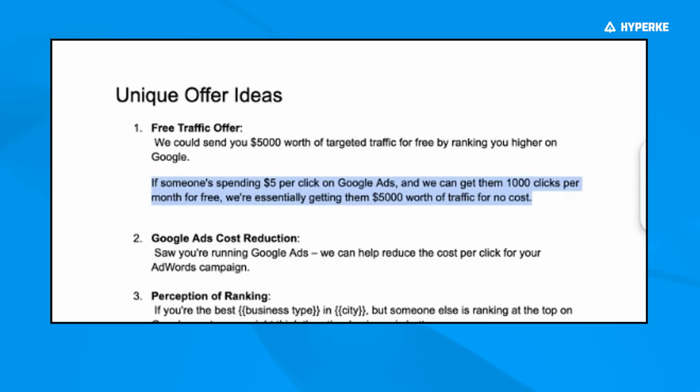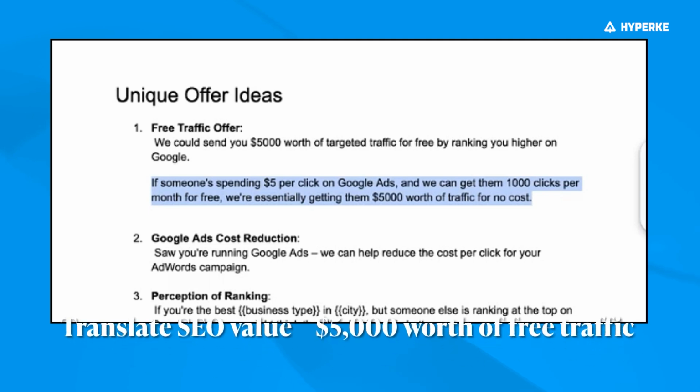So you ask yourself, okay, we're giving people traffic for free. How much is that traffic worth? That's a difficult question to answer. So you use an analogy. You take the equivalent of what they would spend on Google Ads and say that we can send you $5,000 worth of traffic for free by ranking you higher on Google.